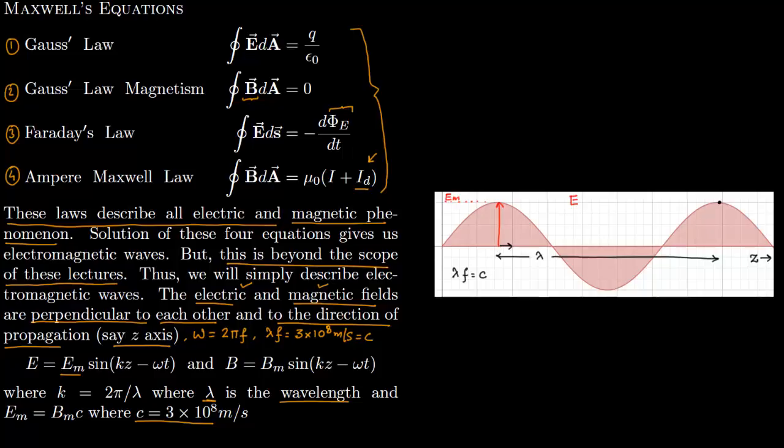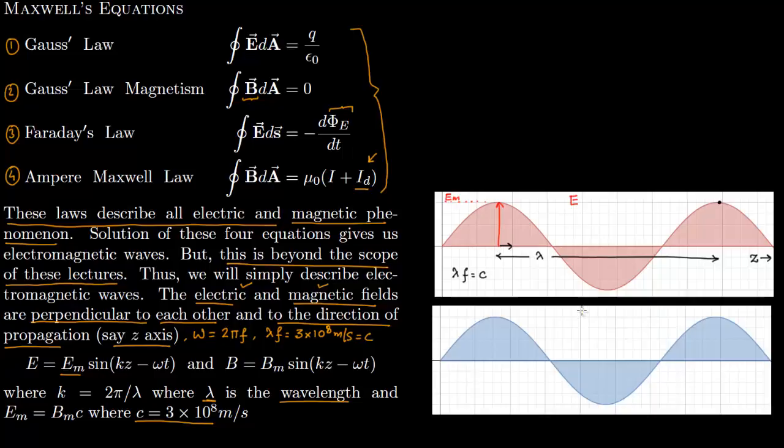So similarly you have the magnetic field. So this is the magnetic field. Again you have Bm as the maximum value. Notice that the wavelength is the same here, lambda, and now we want to put this electric field perpendicular to the magnetic field. Again, this magnetic field is perpendicular to the direction of propagation z.